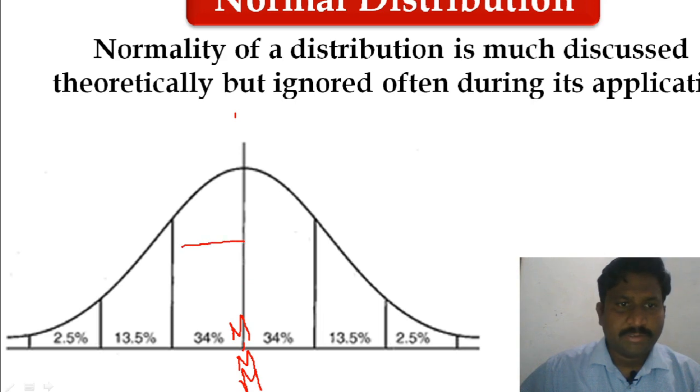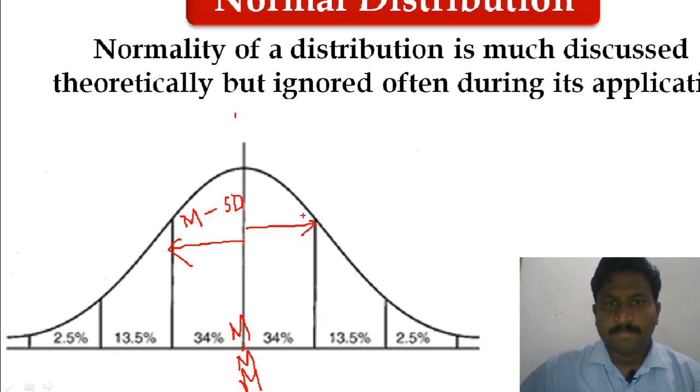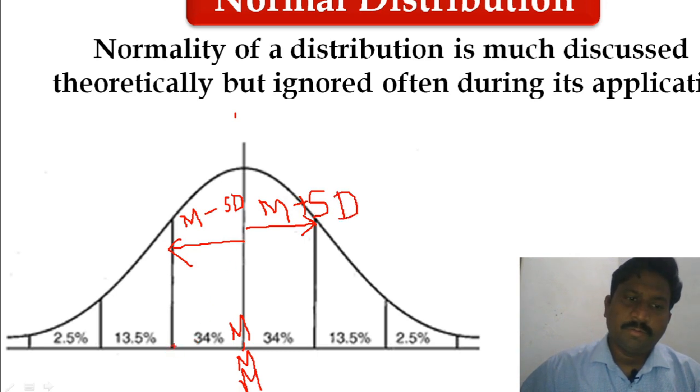So from this point to this point, the distance is mean minus standard deviation, and from this point to this point, mean plus standard deviation. You can see that from mean minus SD to mean plus SD, almost 68% of cases lie.